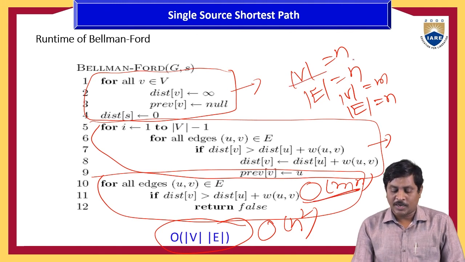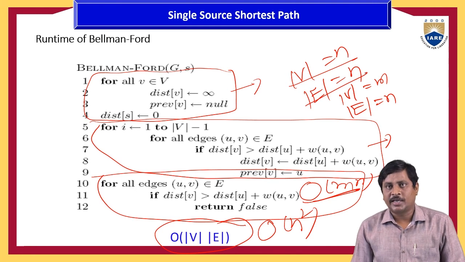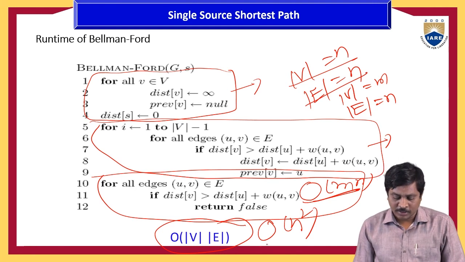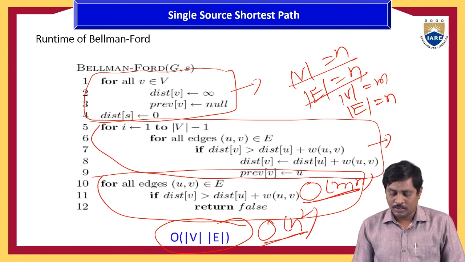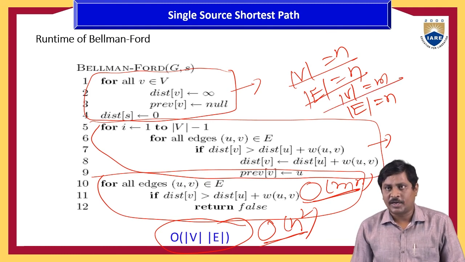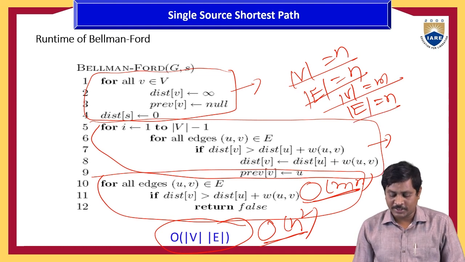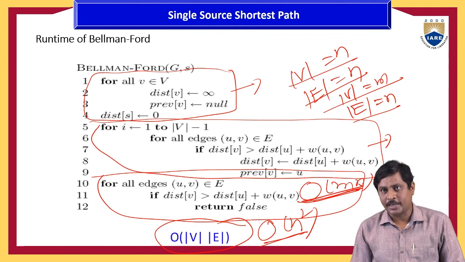So here |V| equal to n and |E| equal to n. In that case, the time complexity of the single source shortest path problem is big O of n square. So here, if |V| equal to n and |E| equal to m, in that case, the time complexity of single source shortest path is big O of mn.